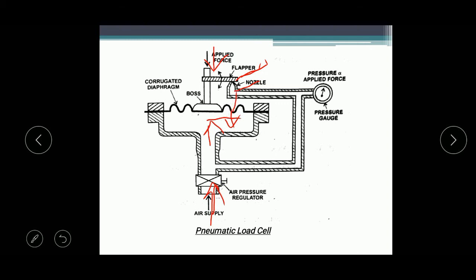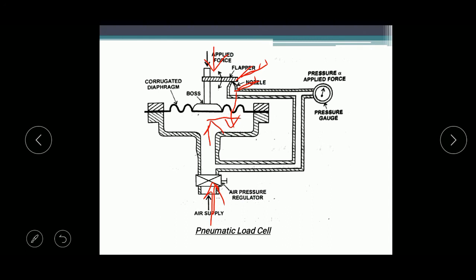How will we know that the diaphragm returns to the preloaded position? See here, due to the deflection of the diaphragm, the flapper shuts the nozzle opening. When the diaphragm returns to its original position, the flapper also moves to its original position and the air comes out of the nozzle. So this is the indication that the diaphragm has returned to its preloaded position.